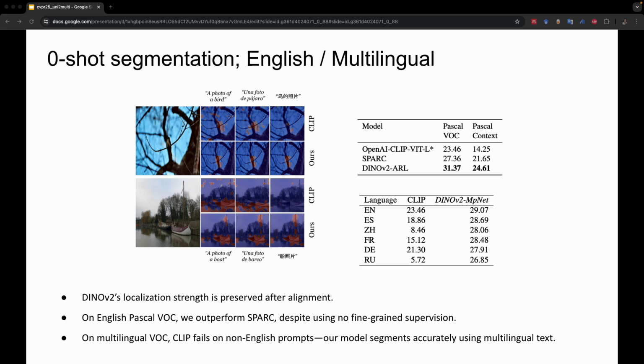We also test our model on zero-shot segmentation using just text prompts. The localization ability of DINOv2 is preserved after alignment, enabling accurate segmentation from text even in non-English languages. On English Pascal VOC, we outperform methods like Spark, which are trained with fine-grained alignment losses. And unlike Clip, our model handles multilingual prompts effectively thanks to the strong language encoder.